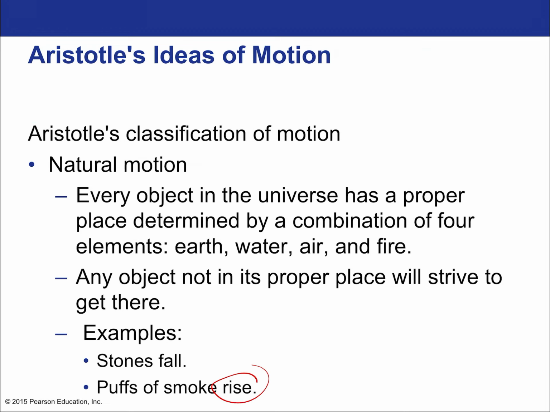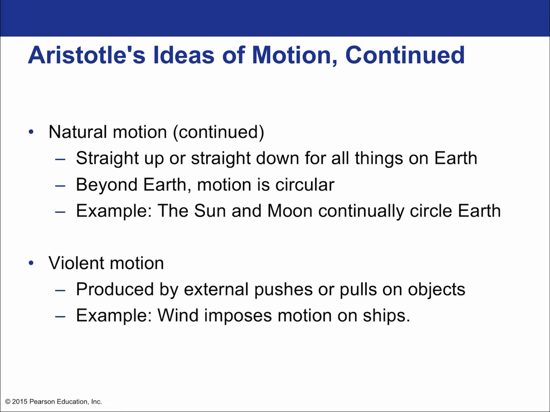All right, so that idea persisted for quite some time. It included straight up or straight down for all things on Earth. And that definitely matched up with everyday experience, right? If you weren't taking a physics class, if this was 600 years ago or 1,200 years ago, then yeah, you would notice things fall straight down. That makes sense, right? Or even if some things go straight up.